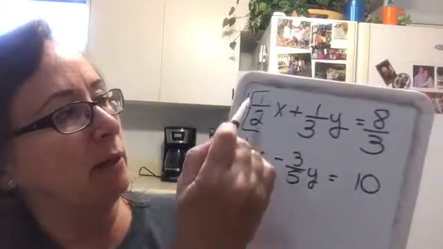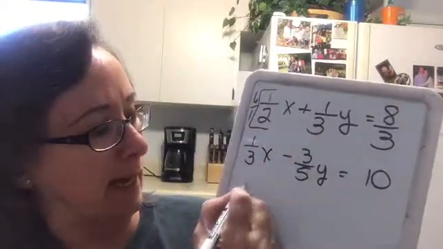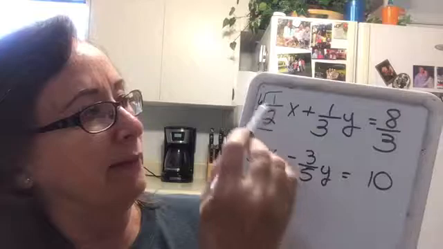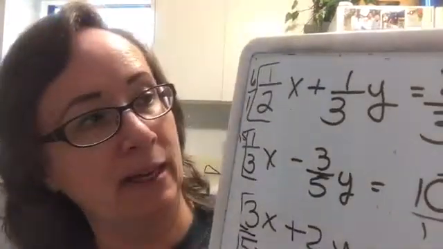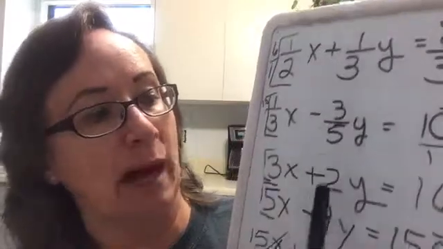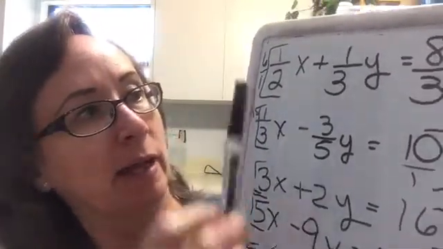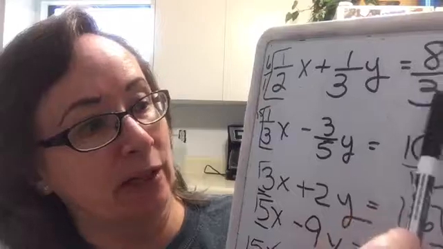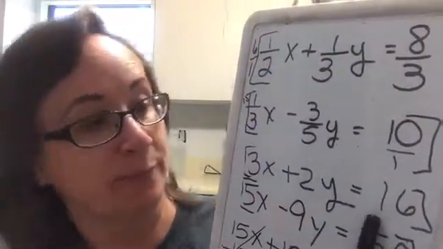And when I do, I get 6 over 2 is 3x. And then when I multiply the 6 times the 1/3, I get a 2y. And then when I multiply the 6 times the 8/3, I get a 16.